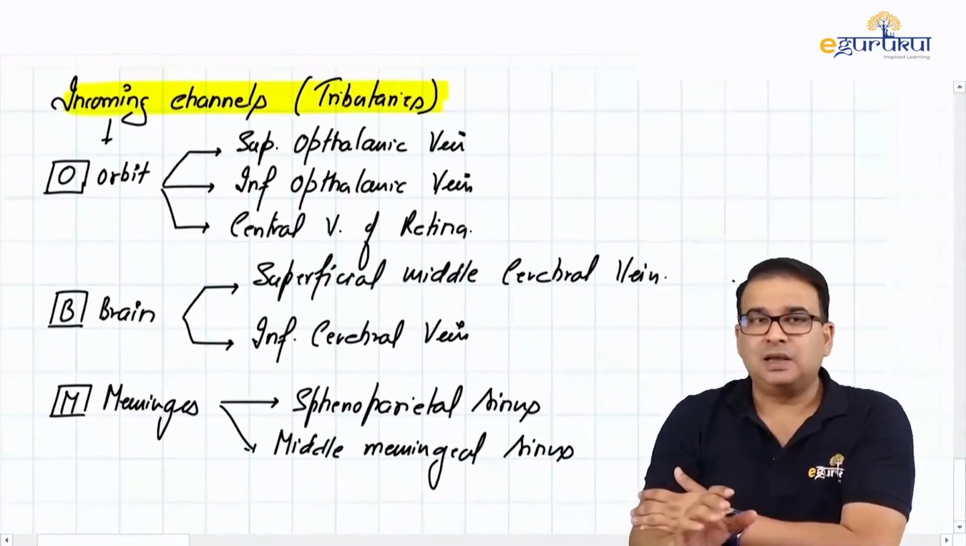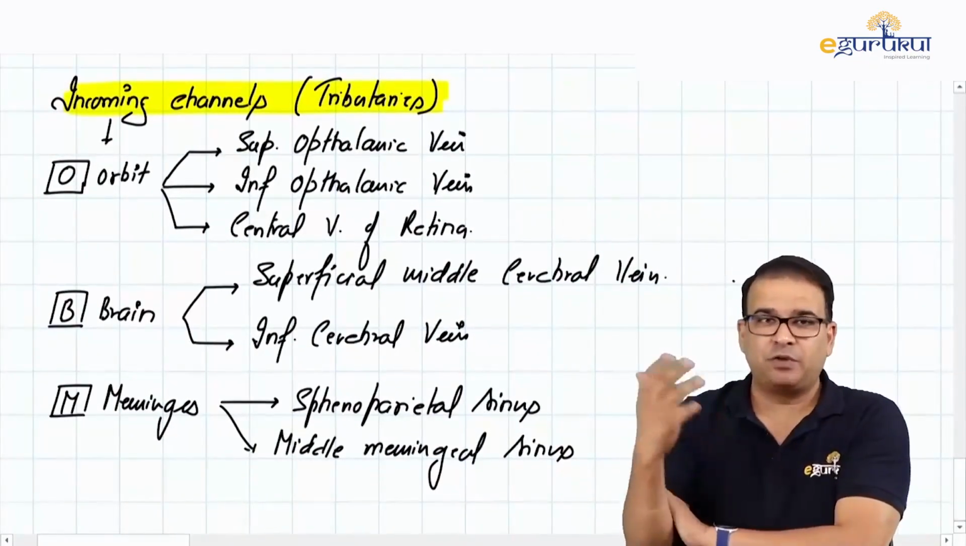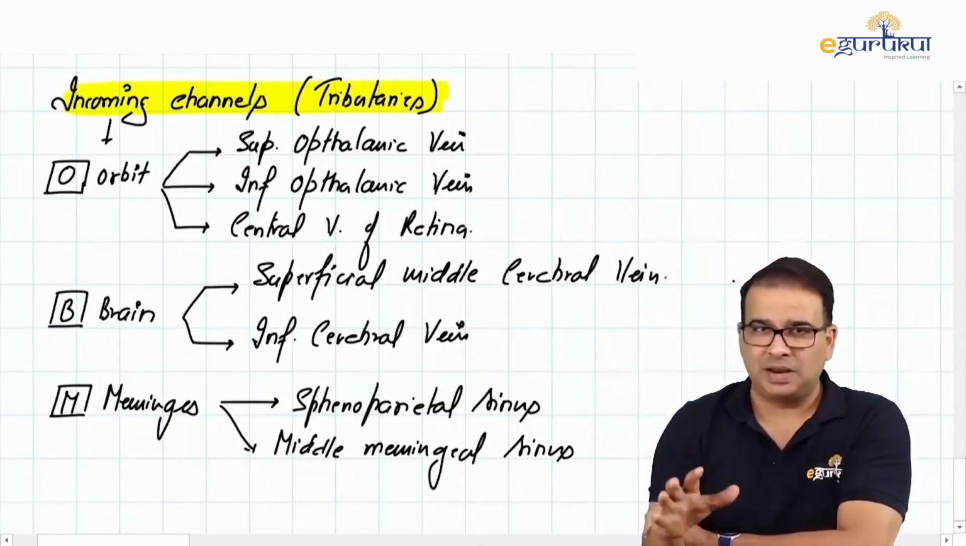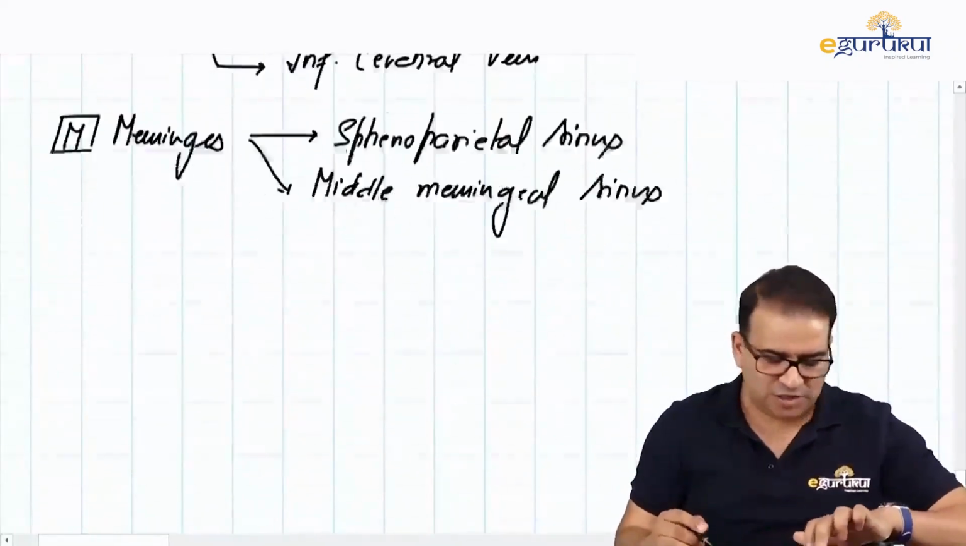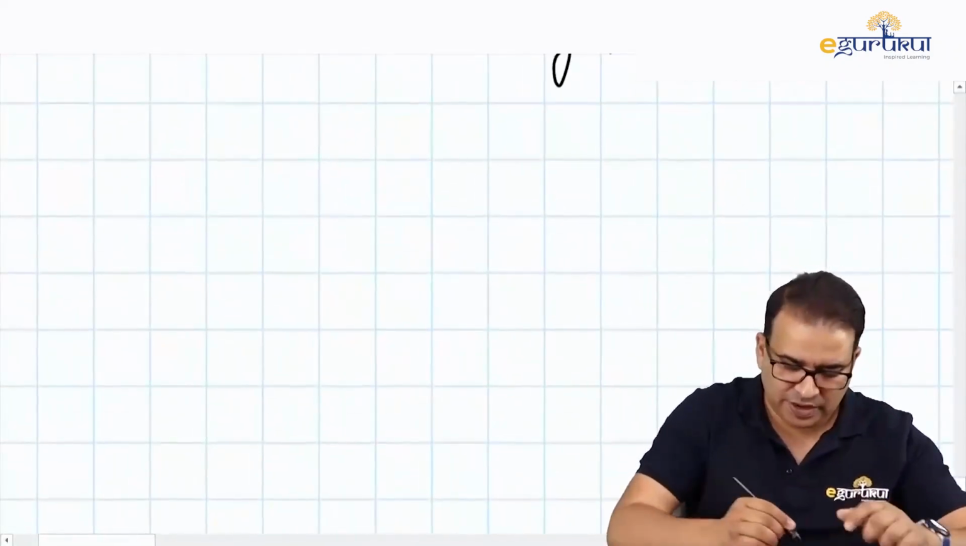So these are the incoming channels we have for the cavernous sinus: three from the orbit, two from the brain, and mainly two from the meninges, right? Coming to the outgoing channels or drainage channels.